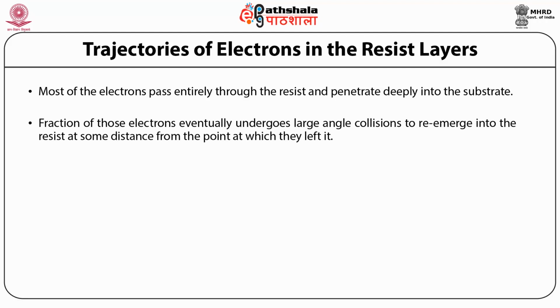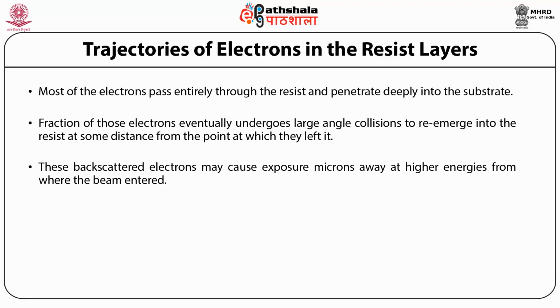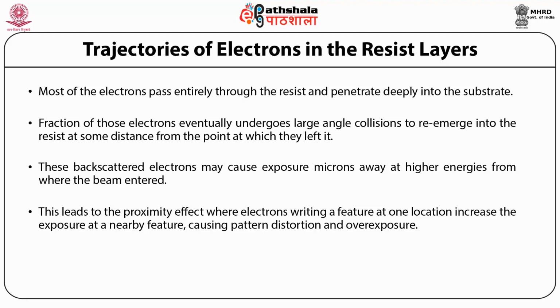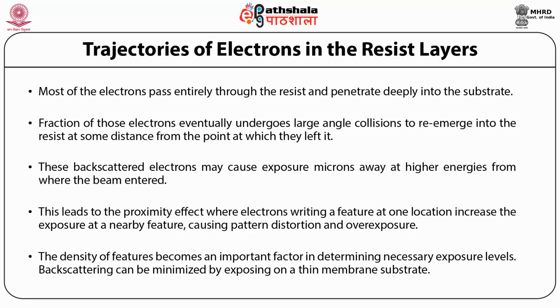A fraction of those electrons eventually undergoes large angle collisions to re-emerge into the resist at a distance from the point at which they left it. These backscattered electrons may cause exposure microns away at higher energies from where the beam entered. This leads to the proximity effect, where electrons writing a feature at one location increase the exposure at a nearby feature, causing pattern distortion and overexposure. The density of features becomes an important factor in determining necessary exposure levels. Backscattering can be minimized by exposing on a thin membrane substrate.